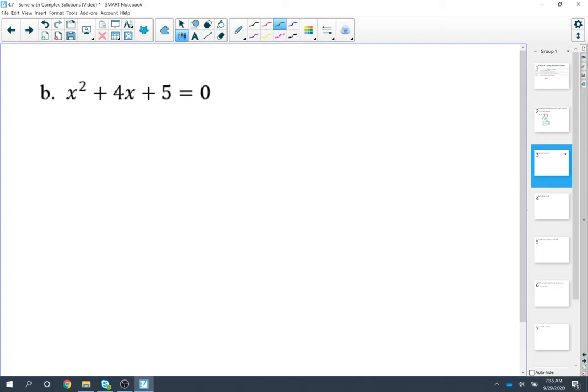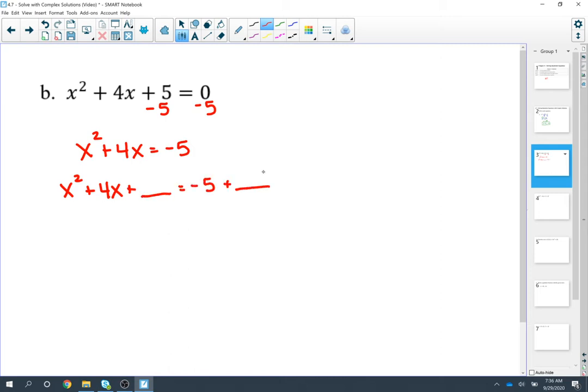Letter B, x squared plus 4x plus 5 equals 0. This does have a b term, so I'm not going to solve by square root. But the leading coefficient is positive 1, and the b term is even. So I know we don't like to all the time, but completing the square would be a good option here to practice. So I'm going to subtract 5. x squared plus 4x equals negative 5. Now, all of my x's are on the left, all of my constants are on the right. We can add our blanks. x squared plus 4x plus blank equals negative 5 plus blank.